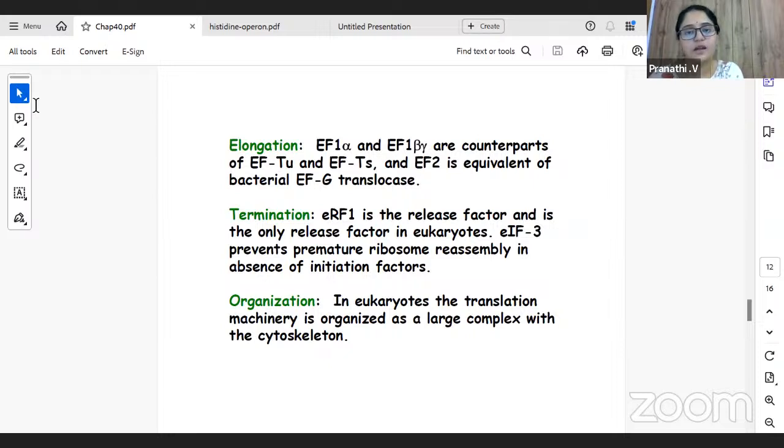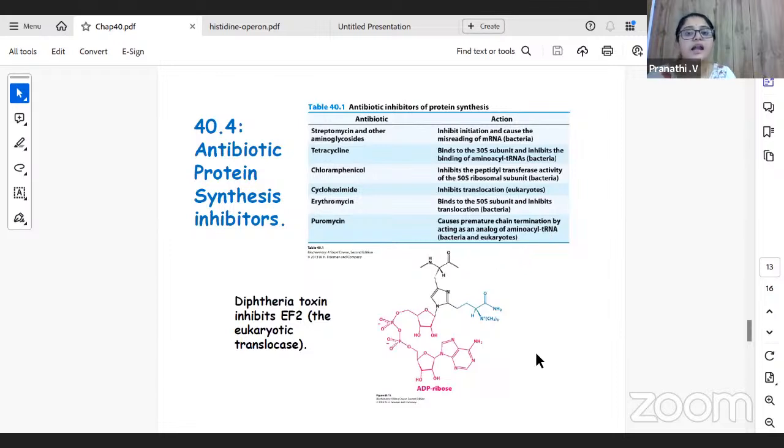Termination again: eRF1 release factor is the only one in eukaryotes. Whereas in the prokaryotes, you have IF3, which prevents premature ribosome reassembly whenever there is no initiation factor present. In eukaryotes, again, translation is through a large complex. And we have certain inhibitors of protein synthesis.